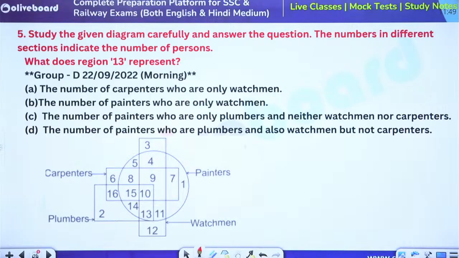Okay. Now, what does the region 13 represent? So, 13 is under the category of painters and plumbers and also watchmen, right? Plumbers, painters and watchmen and not carpenters. Number of carpenters, no. Number of painters who are only watchmen, no. Number of painters who are only plumbers and neither watchmen nor carpenters, no. Number of painters who are plumbers and also watchmen but not carpenters. Option D is the right answer. Next.